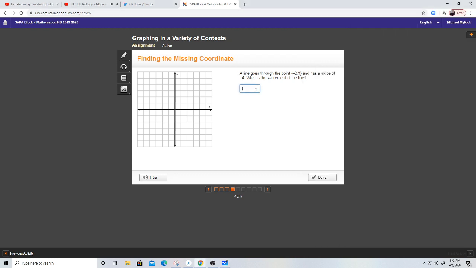So what is the y-intercept of the line? It's, oh, we should be able to put that. If this thing makes me wrong for not putting a coordinate, I'm calling shenanigans. Oh, this is an assignment. Rozzy, this is an assignment, not the quiz.